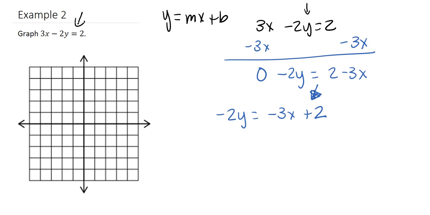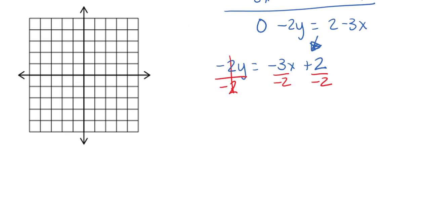Now we need to get y by itself. That means we need to divide by negative 2 on each term, because whatever we do to one side, we do to the other, and we have to do it to every term. So negative 2 divided by negative 2 is just 1. Now we're left with y equals negative 3 over negative 2, so that's just positive 3 over 2 x. 2 over negative 2 is just negative 1, because we keep the negative sign. So this is the equation we can work with now.